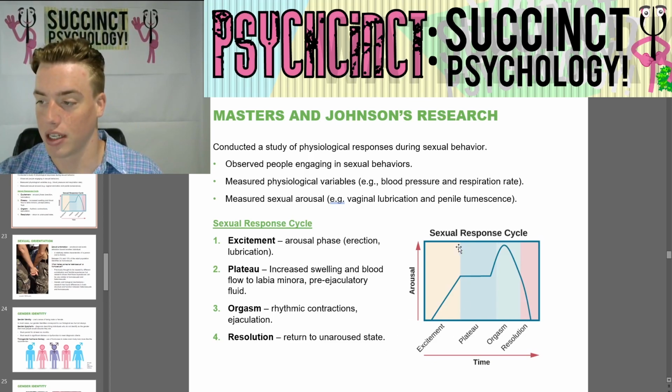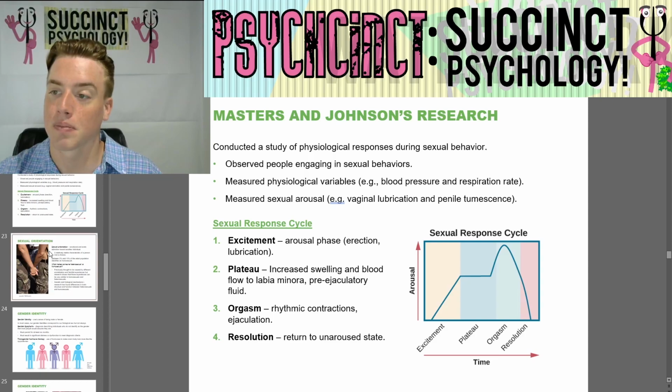So here we have the sexual response cycle as arousal goes up over time. So you have excitement, it leads up, but then you can see the plateau. Orgasm goes real high up, and then when it's resolved, your sexual arousal goes back down.